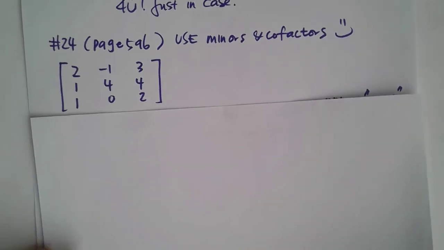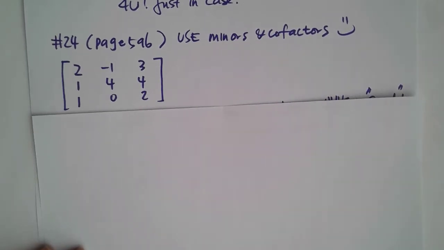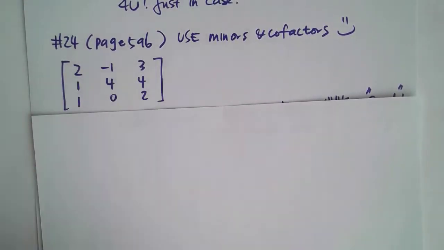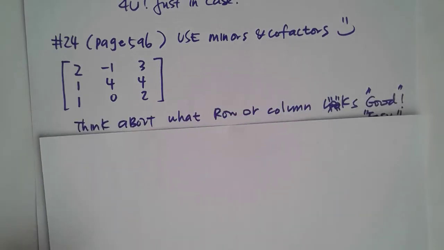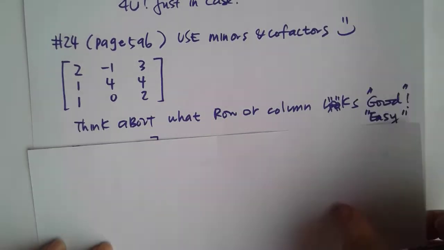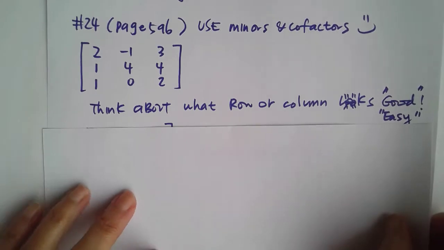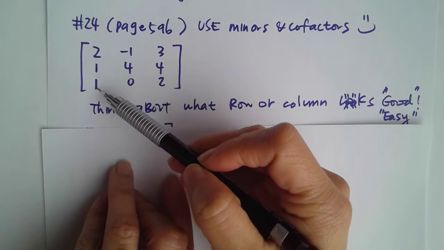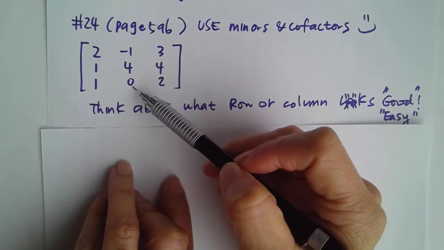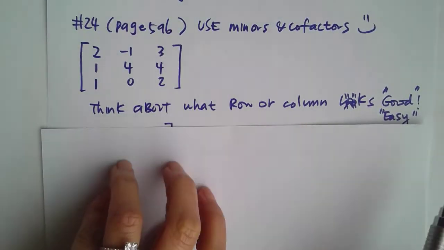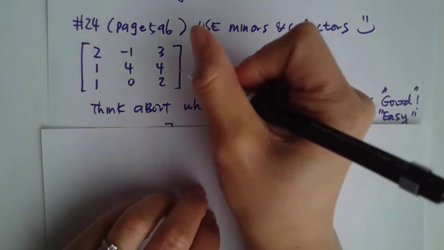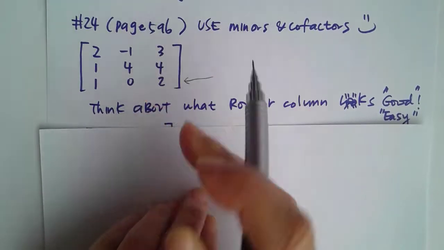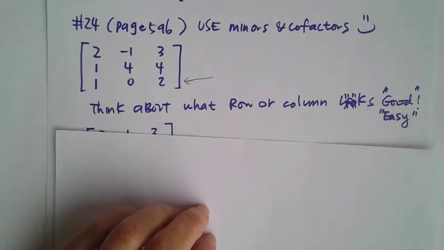Now, you're going to use minors and cofactors, so first think about which row or column looks the easiest, which one looks the best to you. I think a lot of us are thinking any rows or columns with ones is good, or any rows or columns with zeros. The one I like the most is this one here, 1, 0, 2, because there's no negative, there's a 1, a 2, and a 0, which means maybe not as many calculations. Let's do that together, okay?